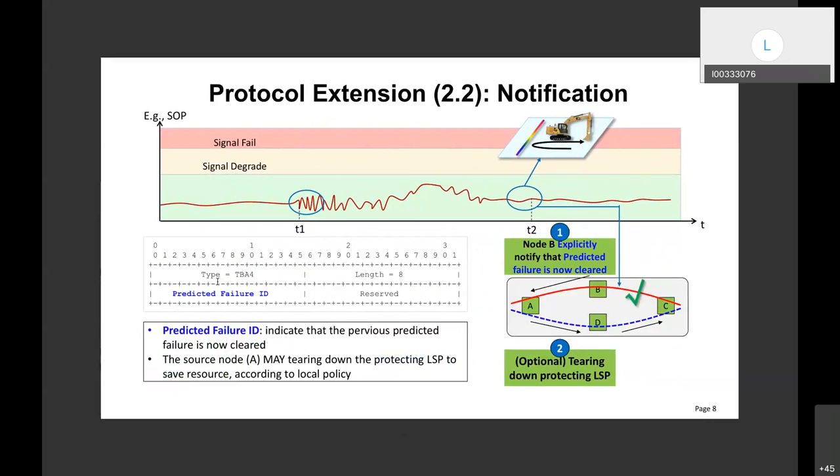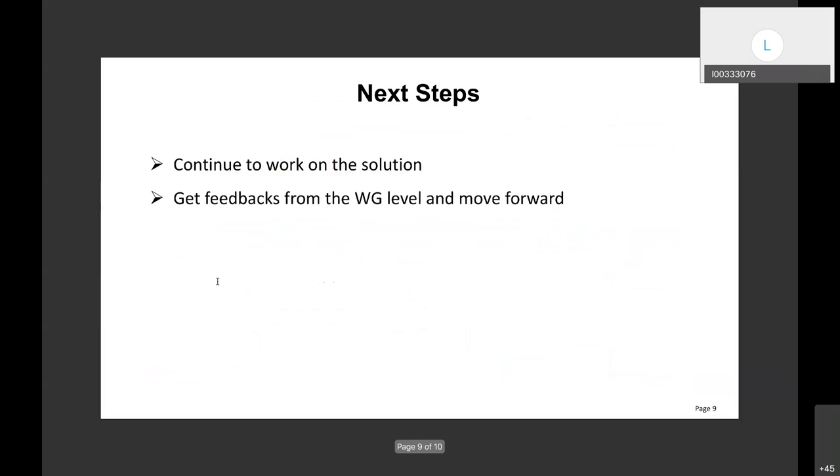And the second extension for the notification is that if node B finds that the predicted failure is cleared, then it will notify node A of this event, and node A can tear down the protecting LSP to save the resource. Please note that this tearing down is optional, depending on the policy in node A. Okay, next page, please. Next step, we continue to work on the solution, and your comments are always welcome to help us improve the solution. Thank you.